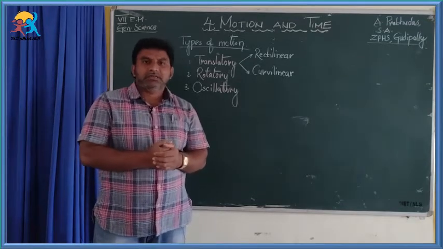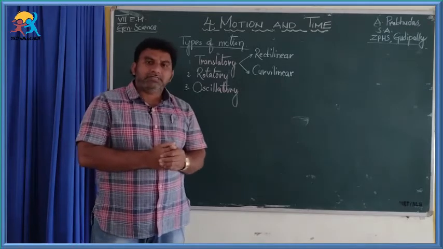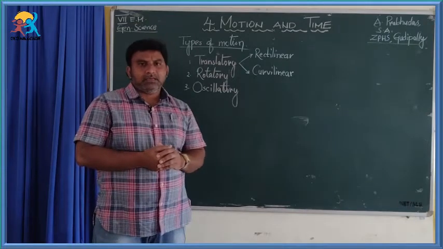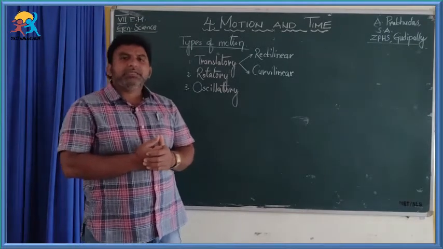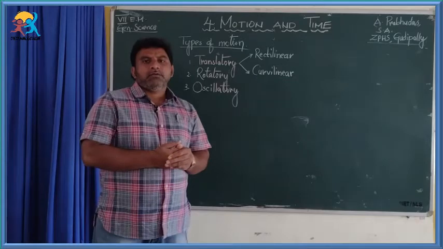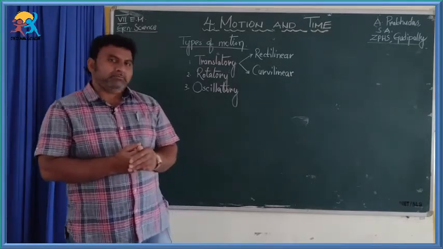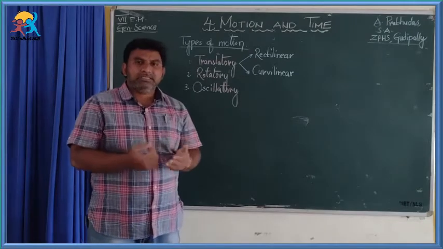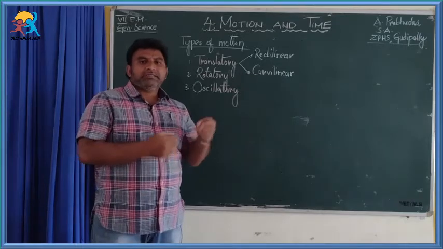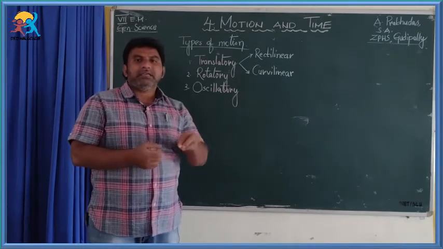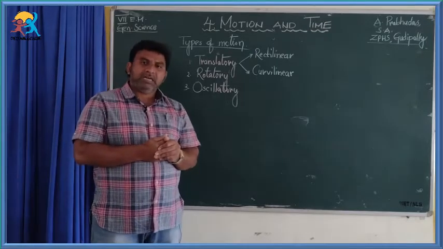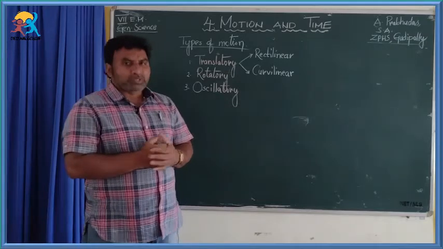In the previous lesson we have seen what motion is. An object is said to be in motion if it changes its position in a given period of time. An object is said to be in motion if it changes its position with respect to time or over a period of time. That is the definition of motion.